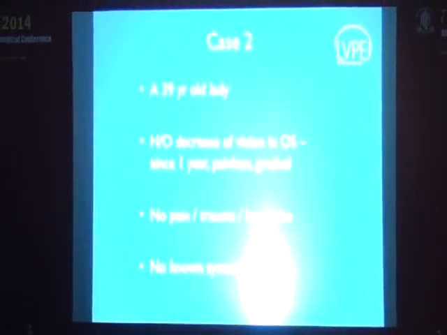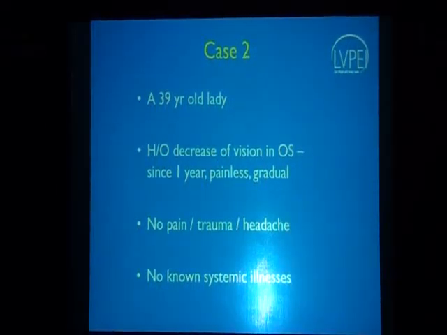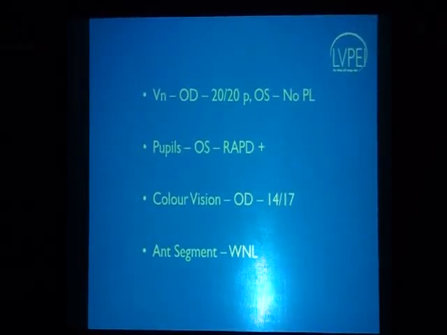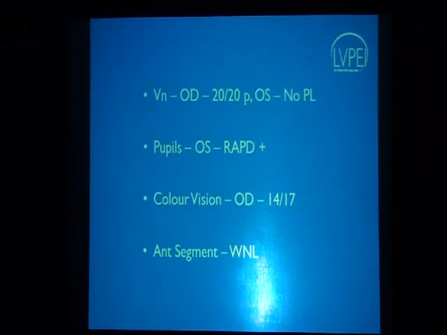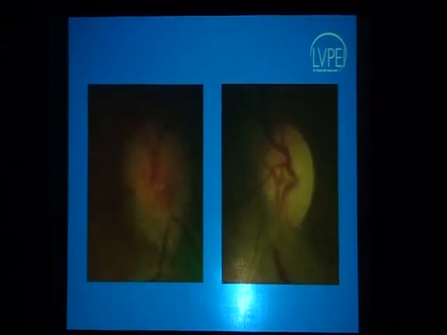With history of decrease, painless and gradual over the last year, as she said. Again, no pain, no trauma, no headaches, no systemic illnesses. Her visual acuity in the right eye was 20/20. Left eye was no perception of light. She had a relative afferent pupillary defect, of course, in the left eye. The right eye color vision was marginally decreased. The anterior segment was normal.